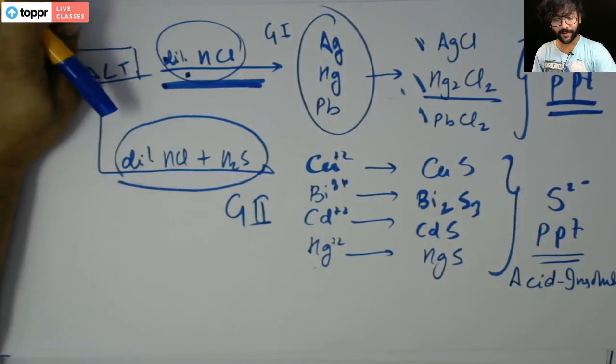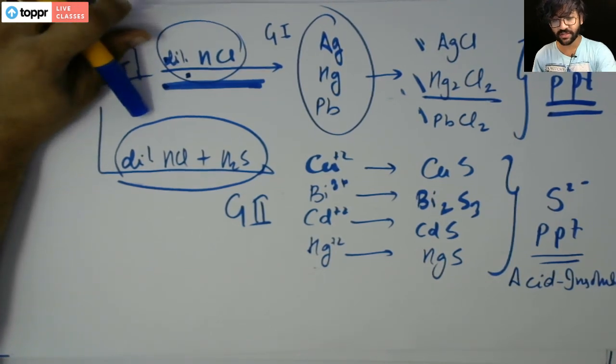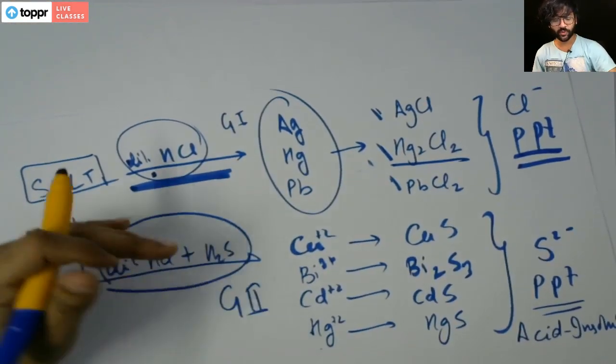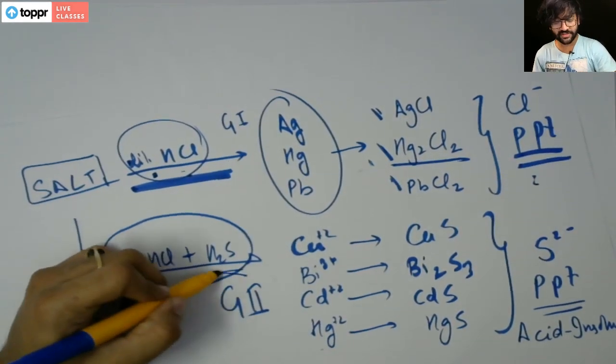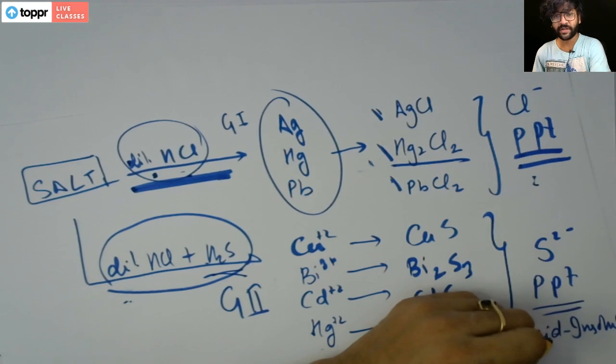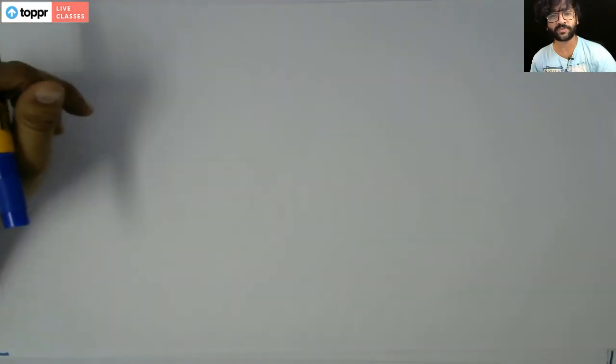Now what happens if in the salt there is nothing related to group 1 and nothing related to group 2? You add this and you get a clear solution, no PPT. Then you add hydrogen sulfide gas and you get no PPT, again a clear solution. That means obviously group 1 and group 2 are not present there. What might be present is still 3 groups remaining, group 3, group 4 and group 0. So let's check out group 3 now.